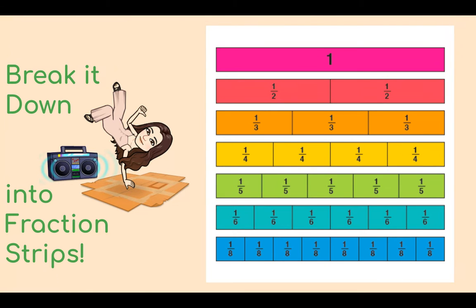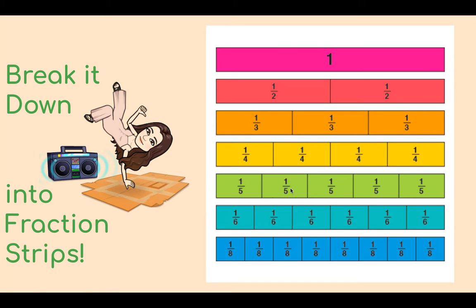Let's break it down into fraction strips. We start with 1/2. Then we cut that in half and we get 2/2 to be equal to 1/2. We cut that into thirds. We get 3/3 to equal 2/2 and 1/2. We go to fourths. We get 4/4 to equal 3/3, 2/2, and 1/2. Then we go to fifths.